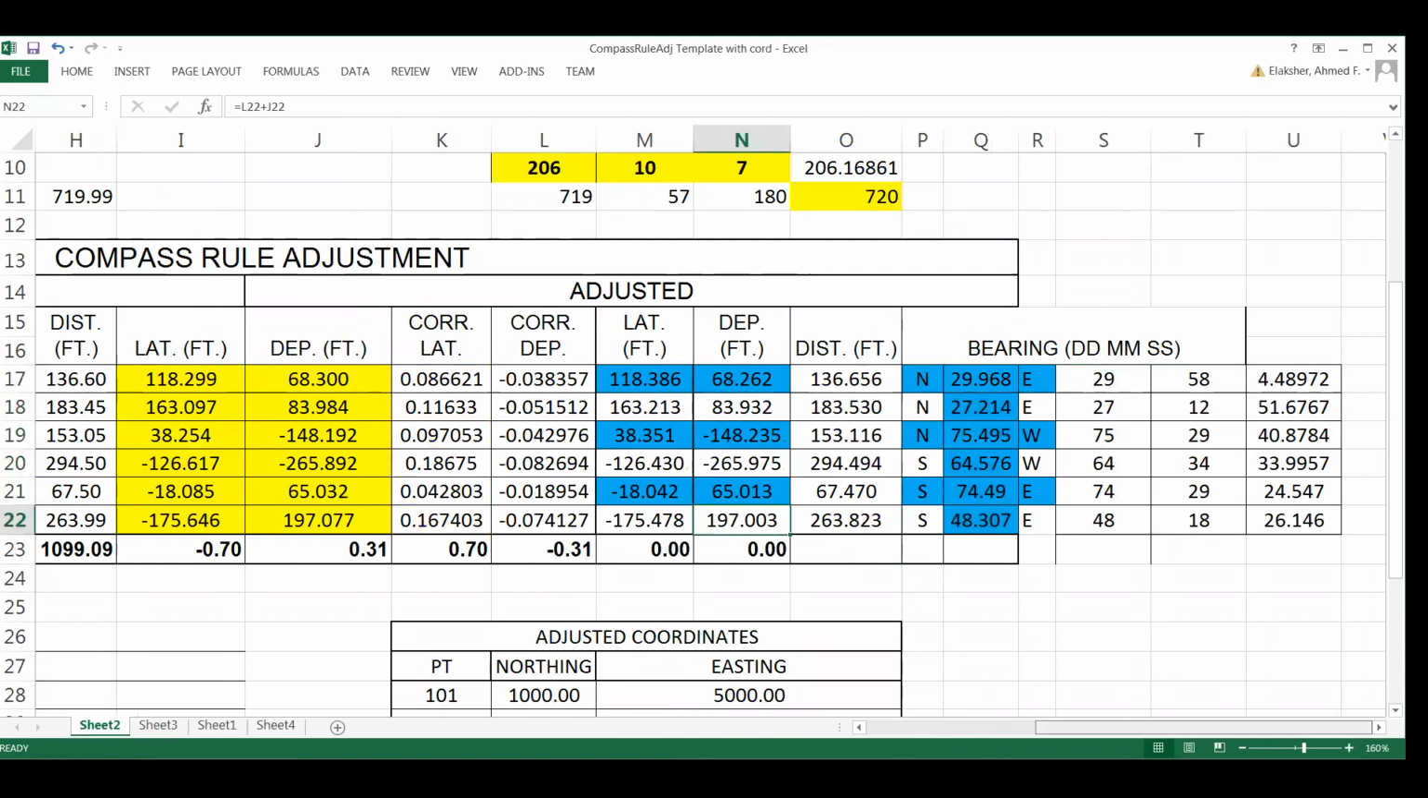Now the next part is going to be computing the coordinates here. So let's assume here that I have this is my traverse here, or let me maybe make it a little better.